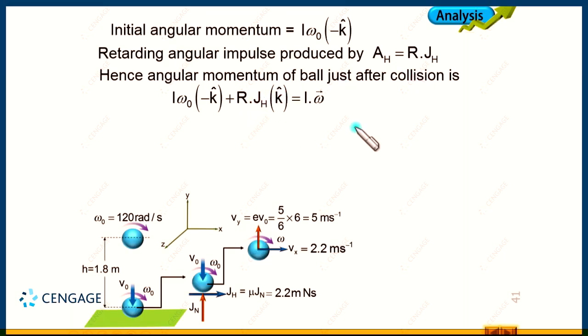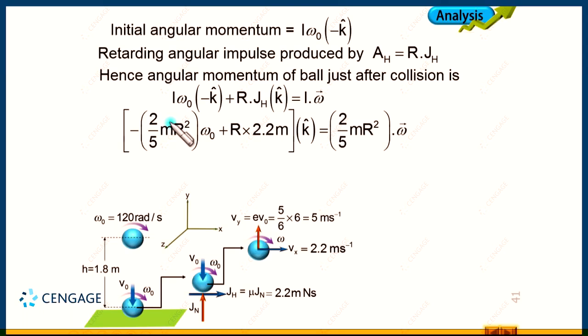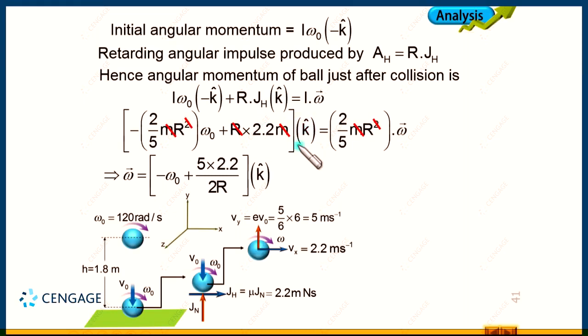We know Jh is equal to 2.2 m. So these are the values after substitution. We can observe that small m and small m will get cancelled. This capital R and capital R will also get cancelled. From this equation, we can find the value of omega. This is omega equal to omega naught. Let us divide the whole equation by 2 by 5. So this is equal to omega naught minus 5 multiplied by 2.2 divided by 2R. And the vector direction is k cap, right? We have taken k cap as common.